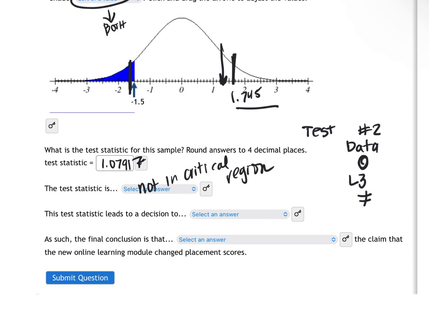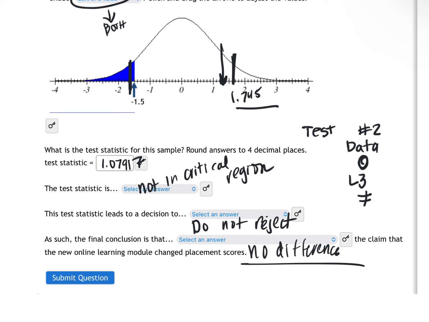So this is do not reject. And we would say that there is no difference. The evidence does not suggest a difference between scores.